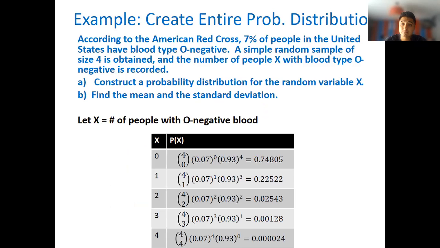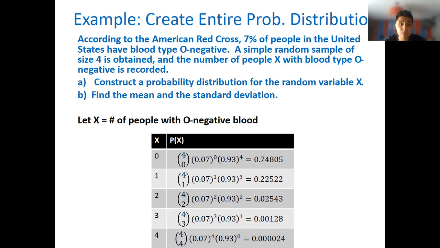Now this is an exercise that we could perform, and it is saying, according to the American Red Cross, 7% of the people of the United States have blood type O negative. A simple random sample of size 4 is obtained, and the number of people, X, with the type is recorded. So here we can know that it's a binomial distribution, because the problem is telling us that you could be O negative or you are not. So we only have 2 results.